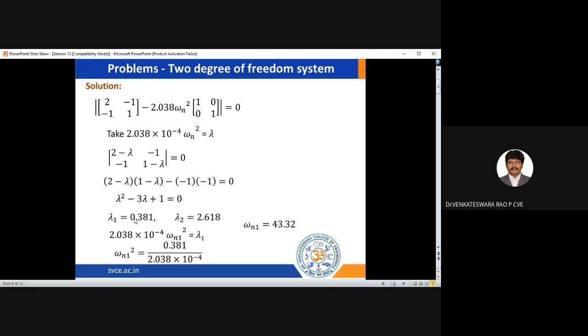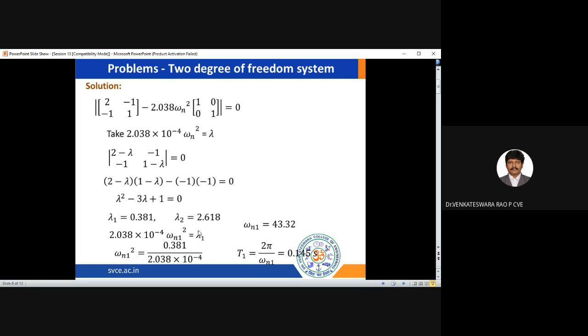So from this, we can get the omega n1 as 43.32 radians per second. I'm sorry, I forgot to mention that unit here, radians per second. And from that, because in the problem they asked us to find out this frequency as well as time period of oscillation, T1 equal to 2 pi by omega n1, we know from physics. So it is nothing to do with the dynamics. It is only from physics. 2 pi by omega n1 is equal to 0.145 seconds. So we got time period for the first natural frequency.